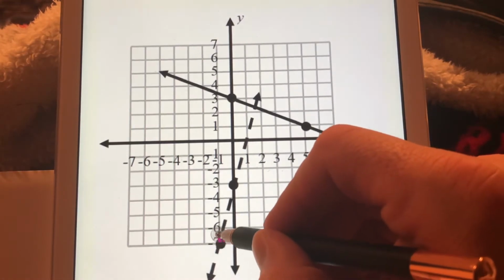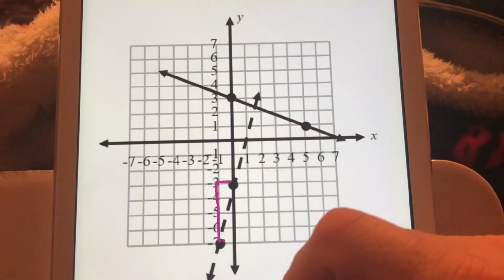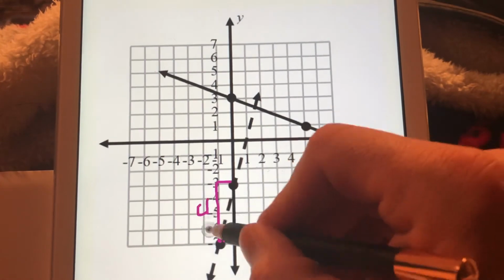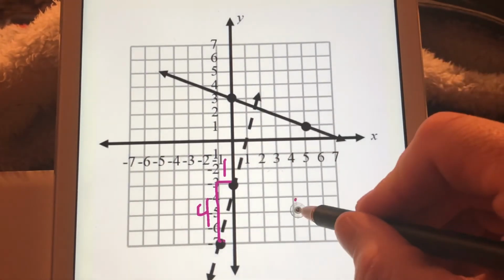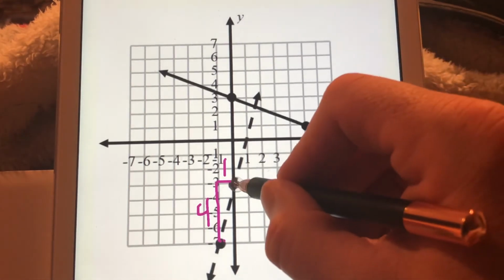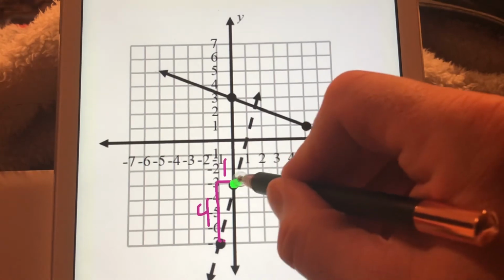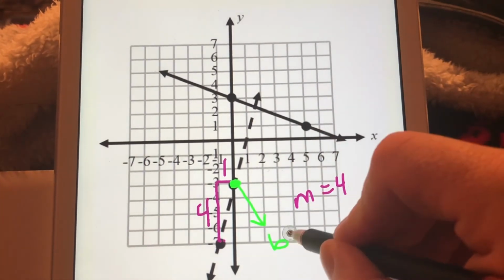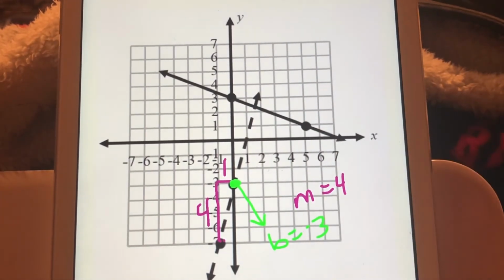So we got this point and that point, so we can draw a rise over run triangle. That looks like the slope is going to be 4/1 or positive 4. The y-intercept here looks like it's going to be at this point right here. That's where the graph crosses the y-axis. So b is going to be negative 3.